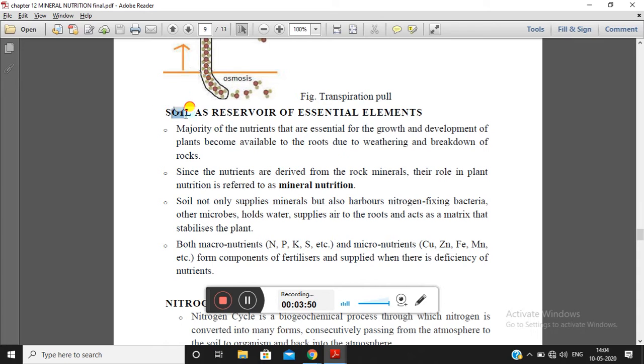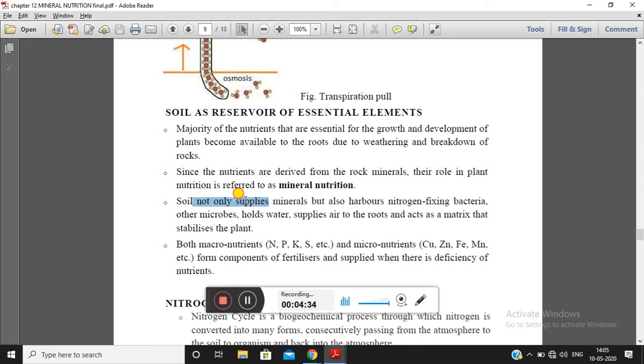Now, soil is considered as the reservoir of essential elements. The majority of the nutrients necessary for the growth and development of plants are obtained from roots, and they are present in the soil because of the weathering and breakdown of the rocks. So soil is considered a reservoir of these elements. Nutrients are derived from rock minerals, and as a result we name it mineral nutrition.